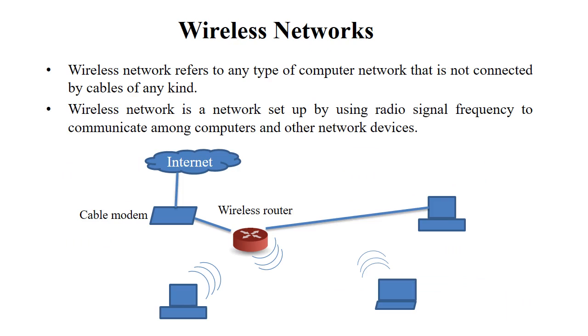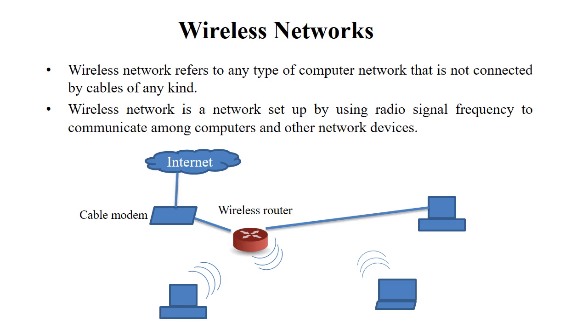Next is wireless network. Wireless network refers to any type of computer network that is not connected by cable of any kind. A wireless network is a network set up by using radio signal frequency to communicate among computers and other network devices. Here is the structure of a wireless network. All the computers or devices are connected to other devices using a wireless network.